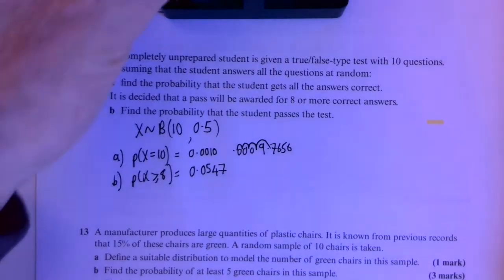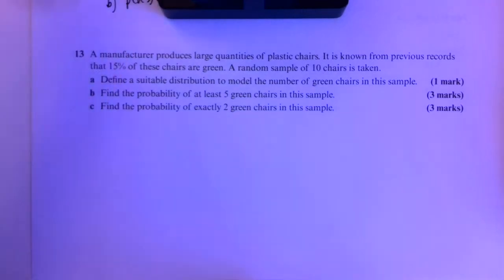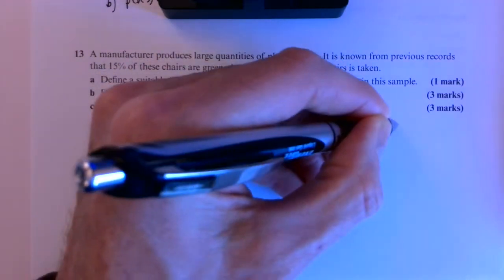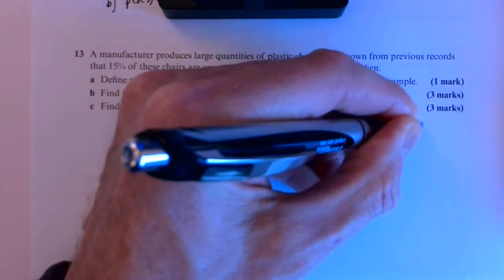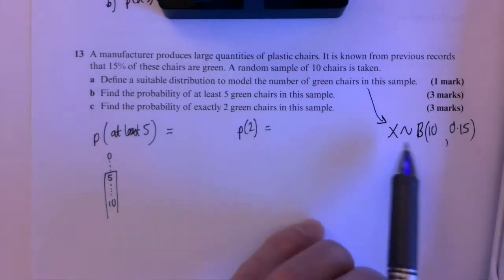Okay, one more to try before we do something new. So this first part here is about saying the number of chairs can be modelled as a binomial with n and p. Look at this one again. I would use my calculator. So this was my answer to part A.